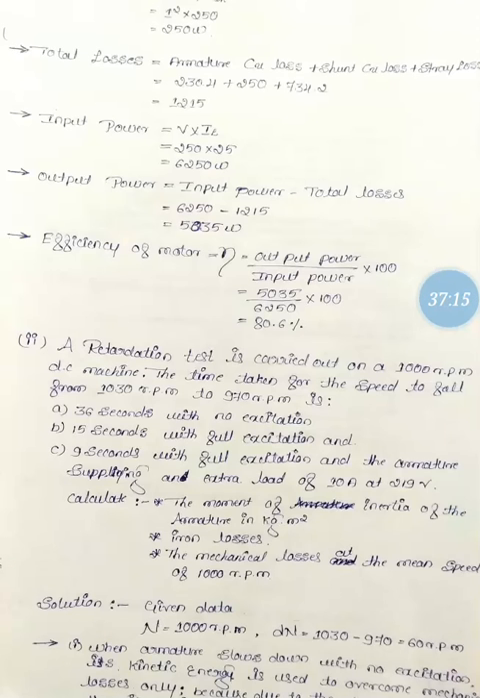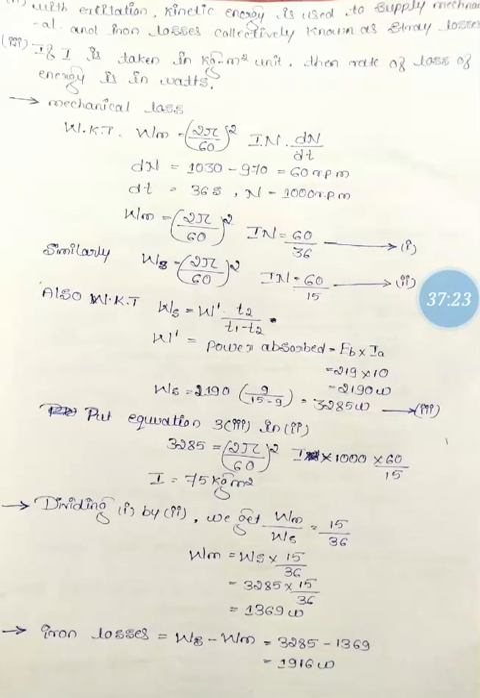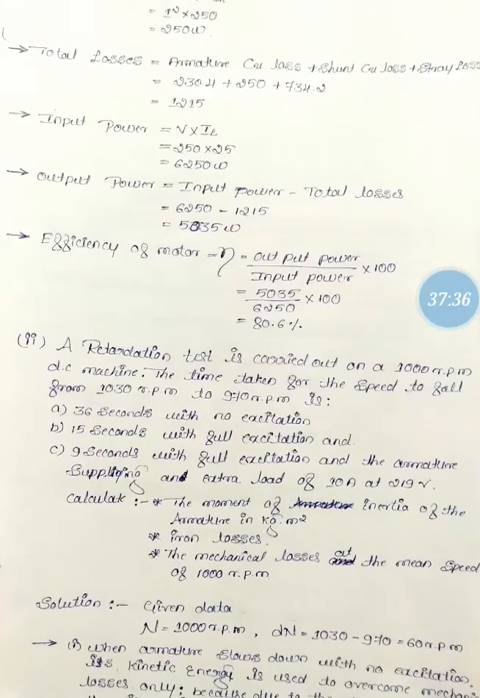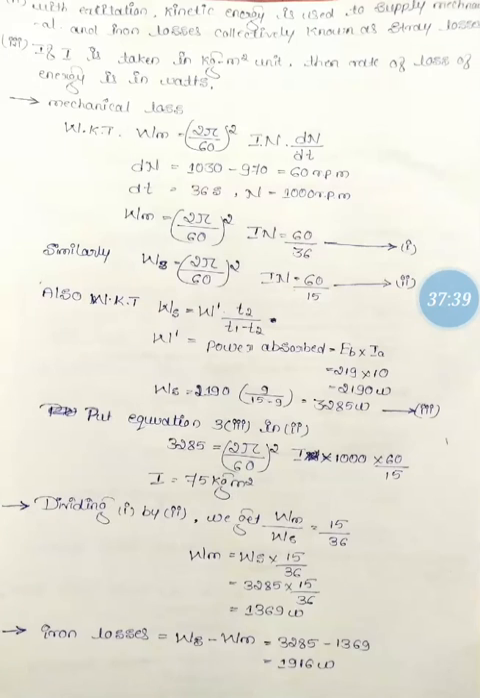Next, case B is 15 seconds with full excitation. In this case, we calculate the stray loss only. The same formula can be used again: the stray loss Ws equals (2 pi divided by 60) whole square times I times 1000 times 60 divided by 15, where the change in time is 15 seconds. Call these two equations: equation number 1 is Wm, the mechanical loss, and equation number 2 is Ws, the stray loss.